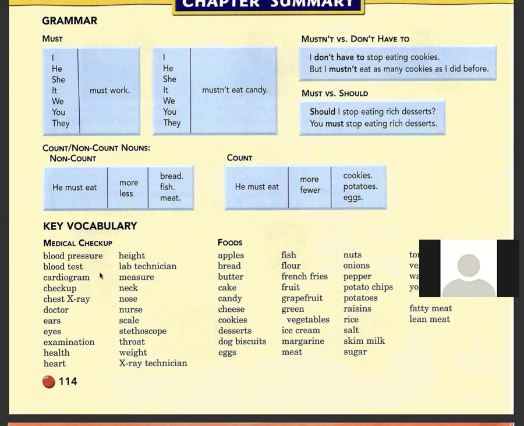He must eat more, less bread, fish, meat. He must eat more, fewer cookies, potatoes, eggs. All right, here we go.